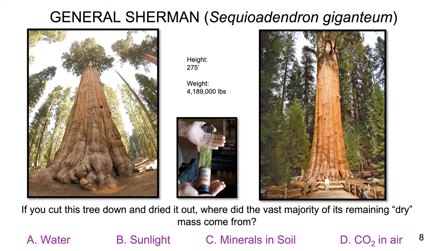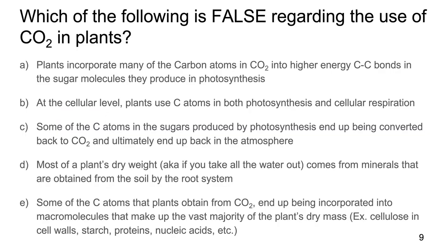Okay, so going back to this question of growing a tiny little plant up to giant General Sherman. Where does the vast majority of this dry biomass in General Sherman come from, if you were to dry this tree completely out? You should say D, CO2 in the air, and you are now smarter than an MIT graduate. Congratulations. So let's try another question.